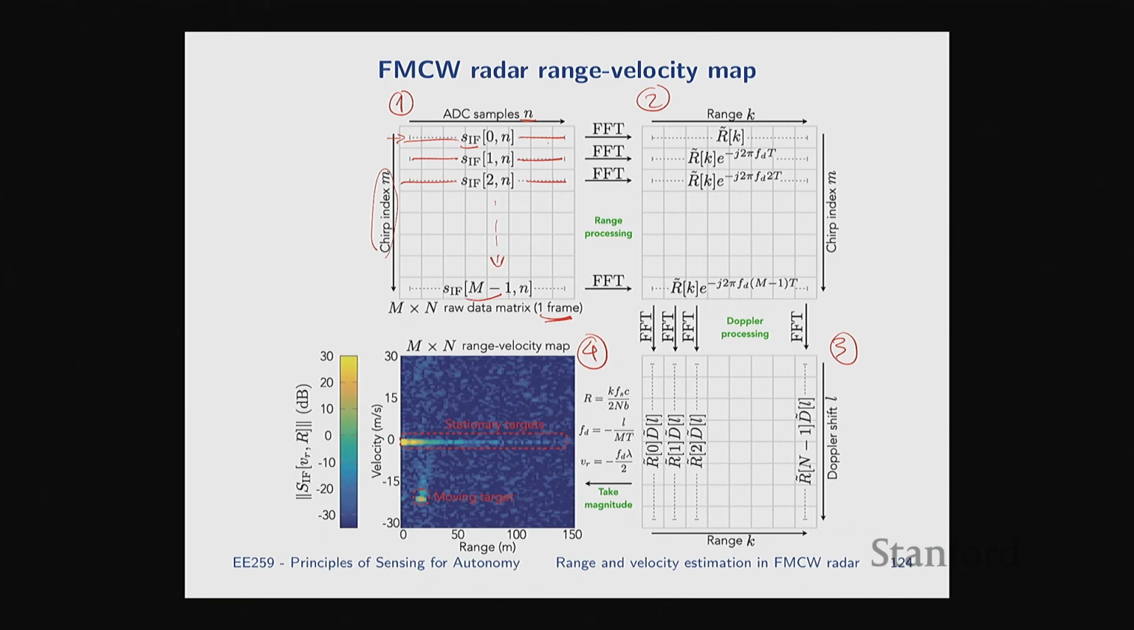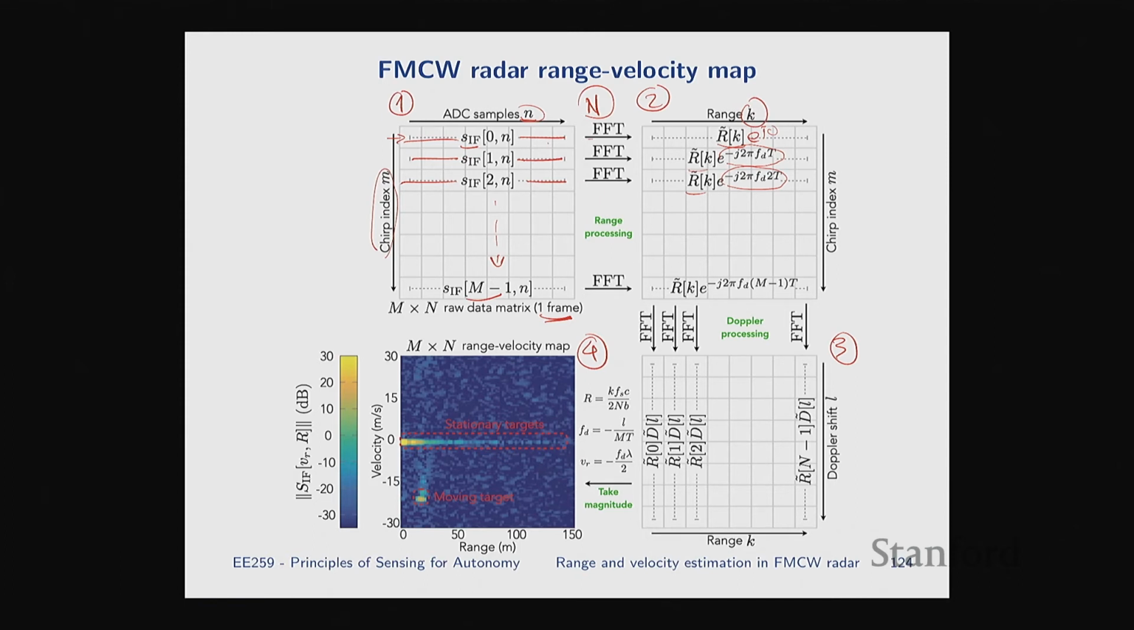Now you want to do range and Doppler processing. To do range processing, you FFT each row. Every row of the matrix gets a big N-point FFT, and that converts ADC samples to the range index k. We call that R tilde. So you get R tilde[k] on each row, but each row is multiplied by a different complex exponential that is proportional to the Doppler shift. The first one is multiplied by e to the j0, the second by e to the j2πf_dT, the third by e to the j2πf_d2T, and so on. That's your range processing.